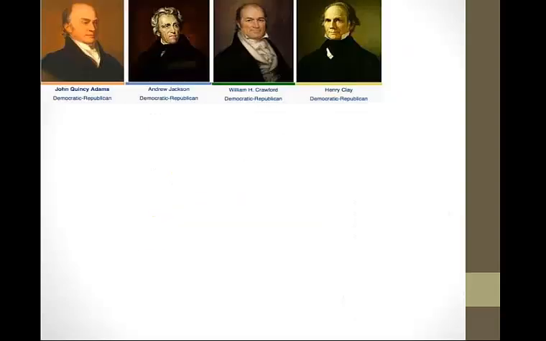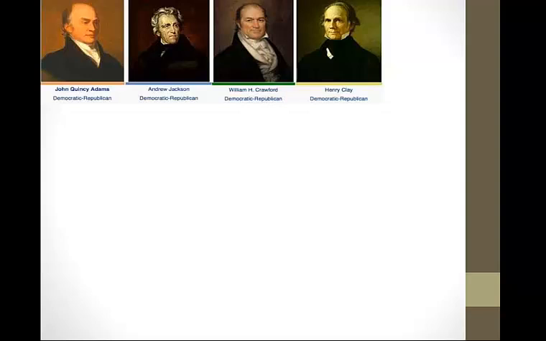So we have Andrew Jackson from the West. We have John Quincy Adams from the North right here. And we have William H. Crawford from the South. And then we have Henry Clay, who is going to claim that he represents national interests with his pitch on the American System.